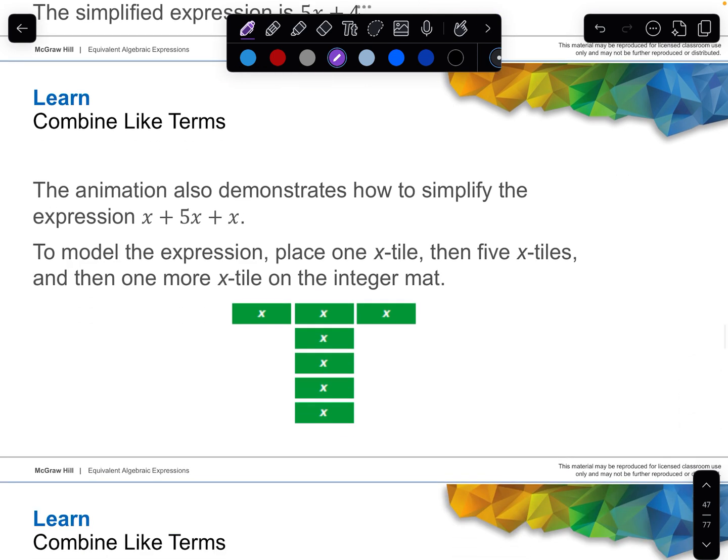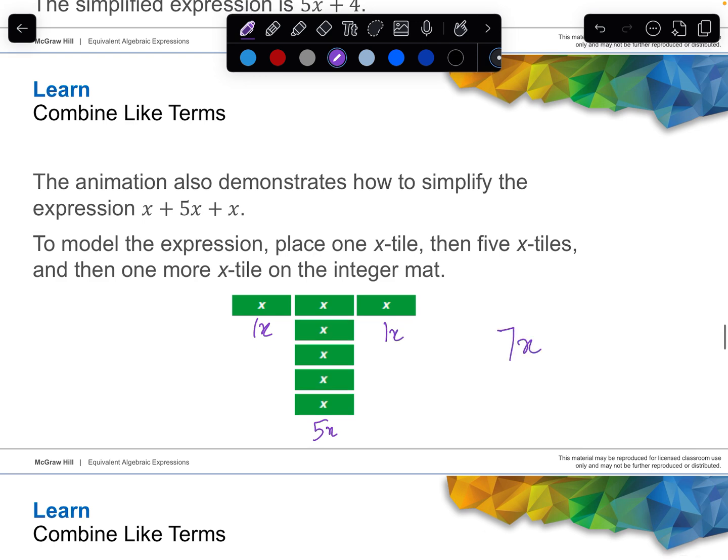Now let's look at how to simplify x plus 5x plus x. I have 1 x tile over here, I have 5 x tiles over here, and 1 x tile over here. When I combine them, I get 7 x tiles, which I can express as 7x.